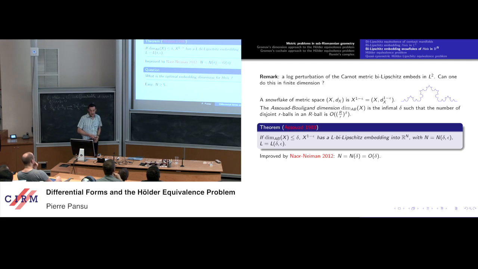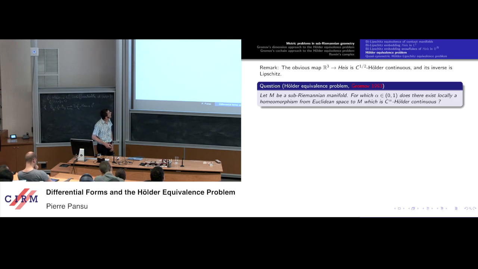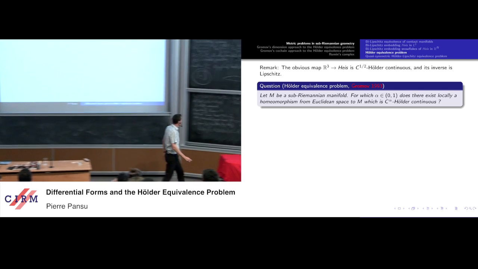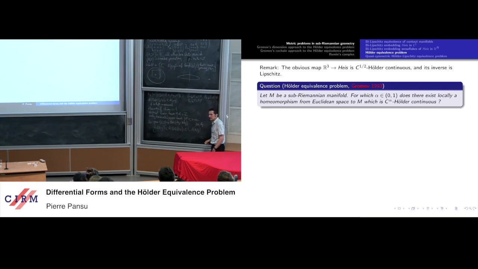Right. So that's all for embeddings. Let's get back to homeomorphisms, in a very related spirit. So by Lipschitz embedding a snowflaked metric means I have such inequalities like this.